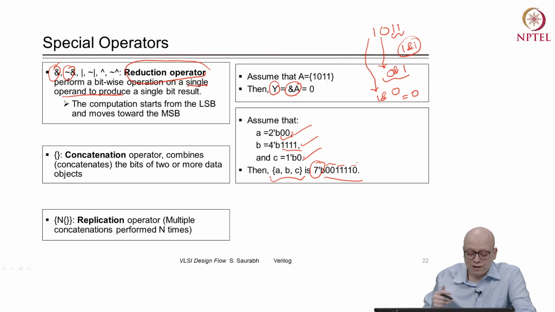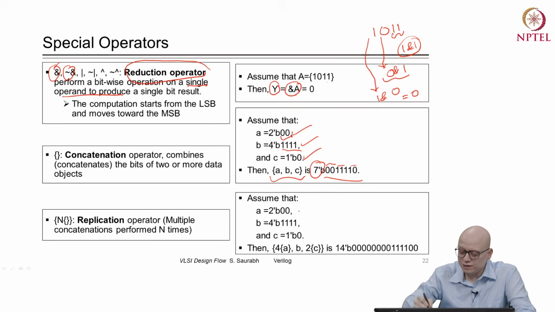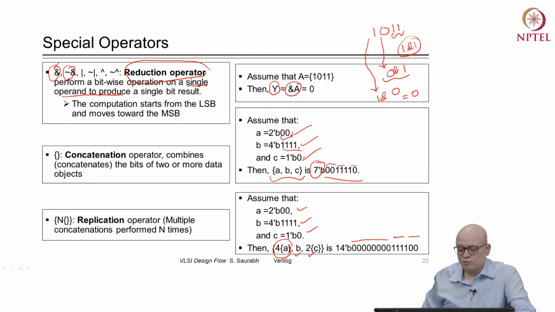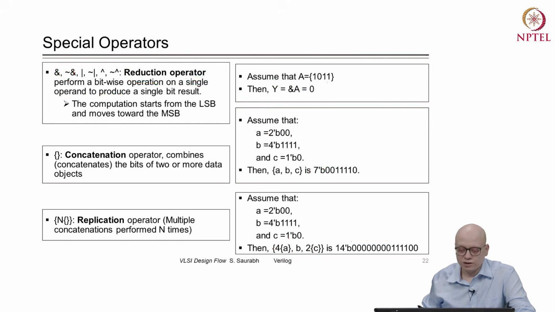And if we want many such replications or multiple concatenations, then we can use the replication operator. For example, with the same A, B, C, suppose we want to take 4 copies of A. We use 4, and this number defines that we have to replicate it 4 times, then B, and then 2 times we want to replicate C. So, we get 4 times replication of A, then B, and then 2 times replication of the 1 bit, because C has a value of 0. So, these are some of the special operators of Verilog.